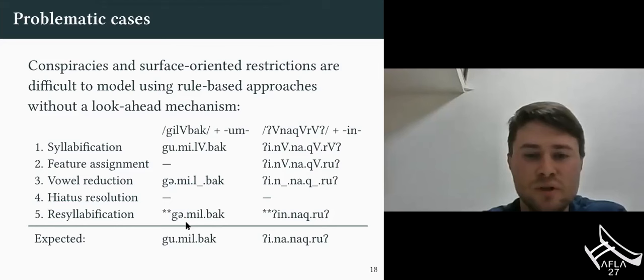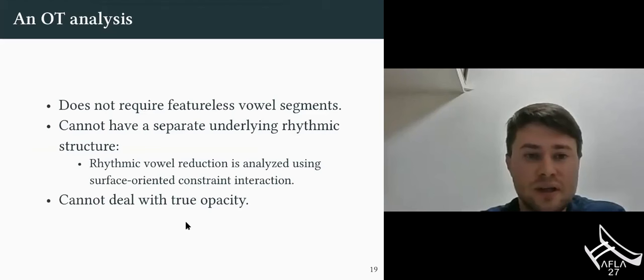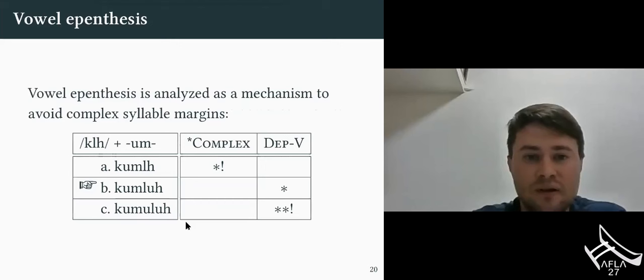So let's look at it on an OT-based approach. With OT, we don't even have to posit any kind of featureless vowel segments. We just throw some consonants together and then try to repair them with constraints. The problem is, of course, opacity, as we'll see in a minute.